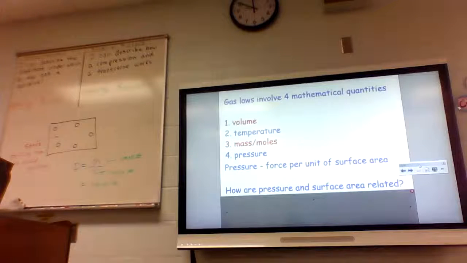All right, tell me this. What part of you is your surface area as you're standing? Your feet. Okay? So what is our pressure? What creates our pressure? Our weight, because gravity's pulling us down. So our feet are our surface area. Our pressure is our weight pulling us down. If we want to change our surface area, what do we do?